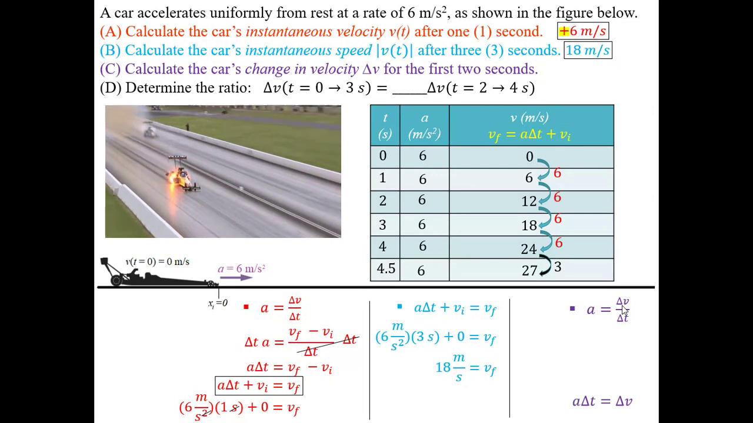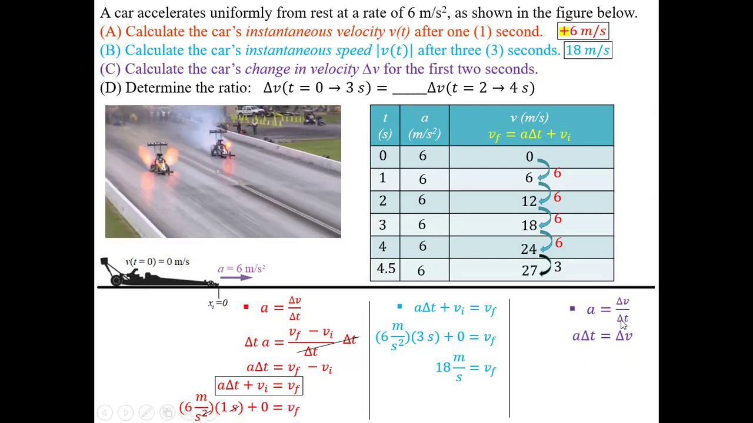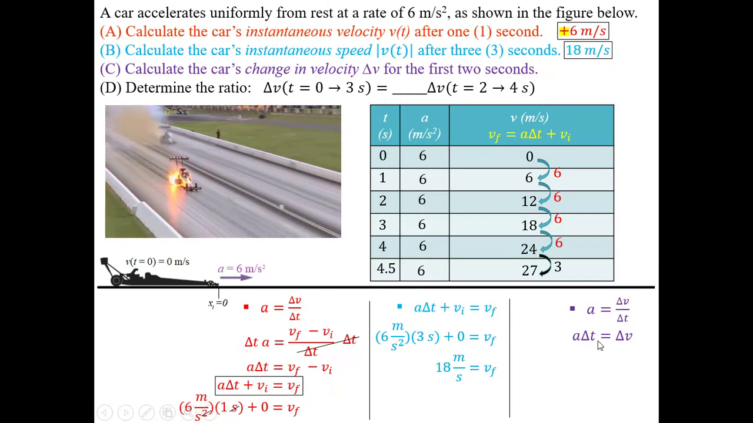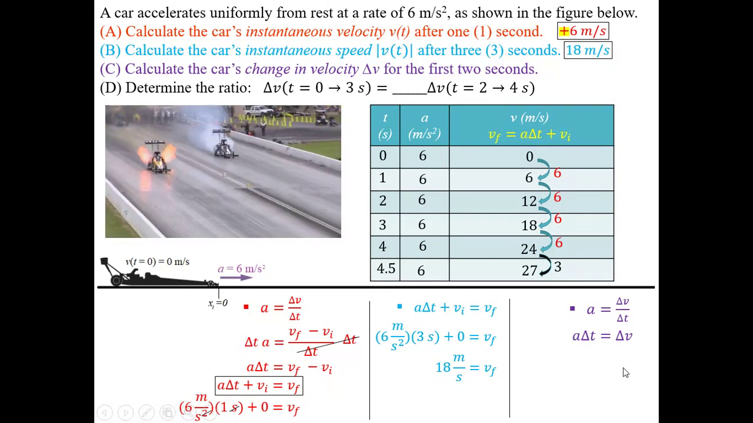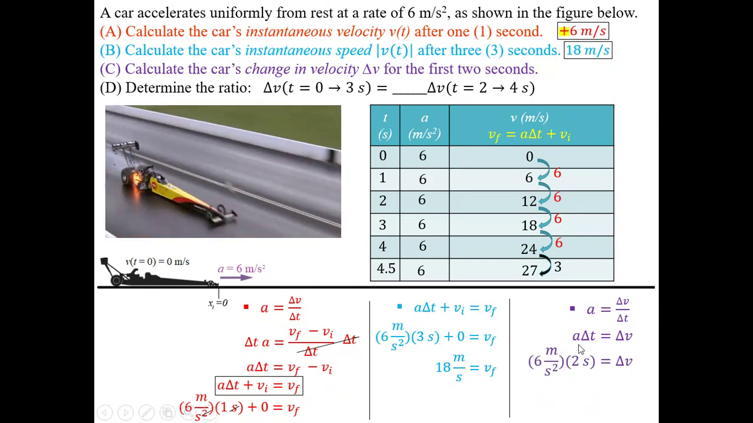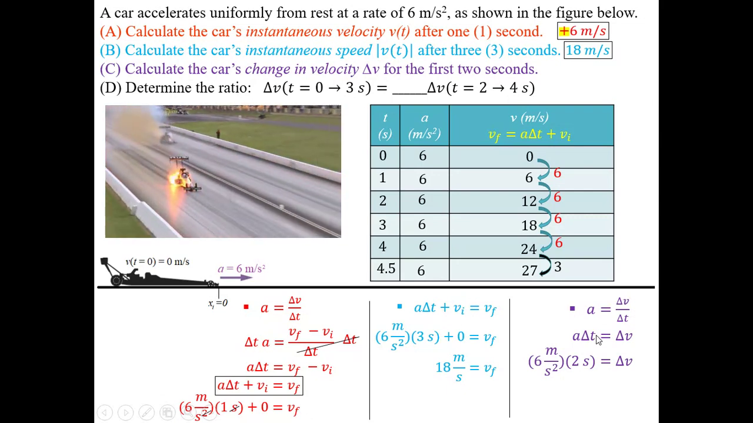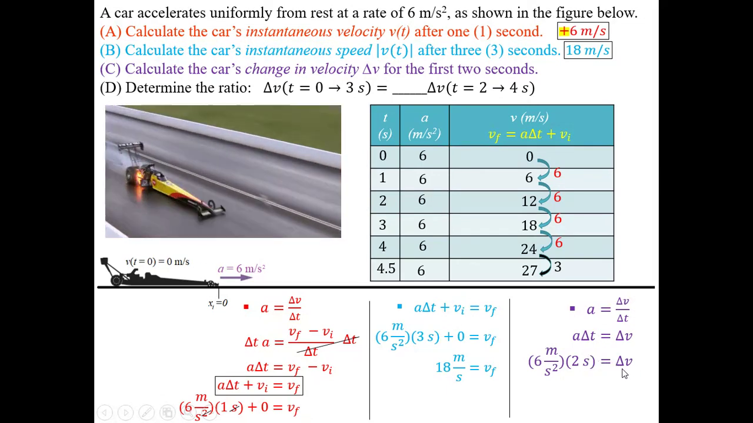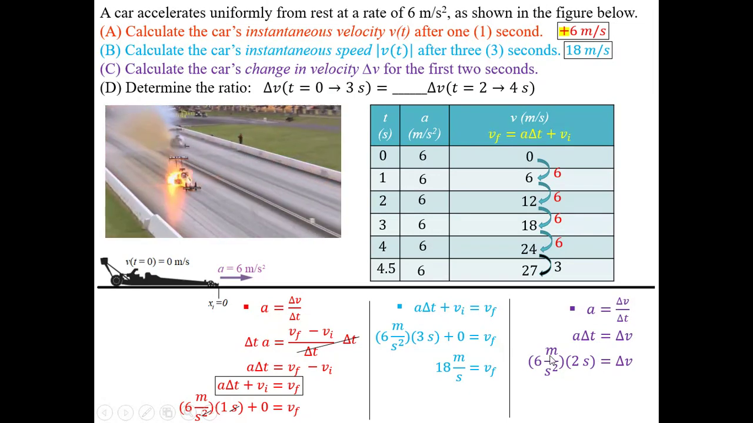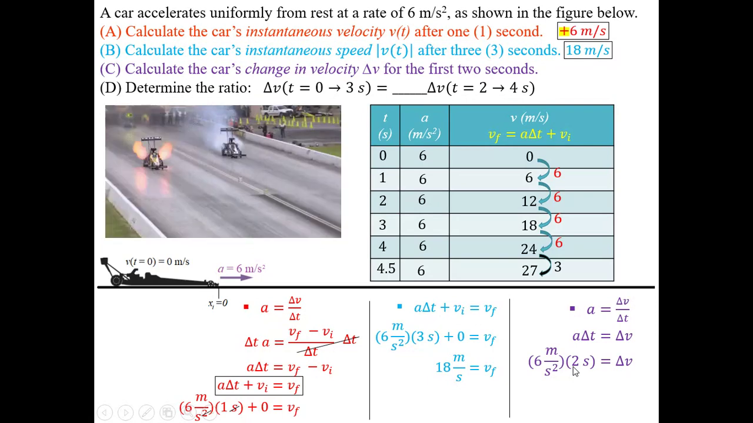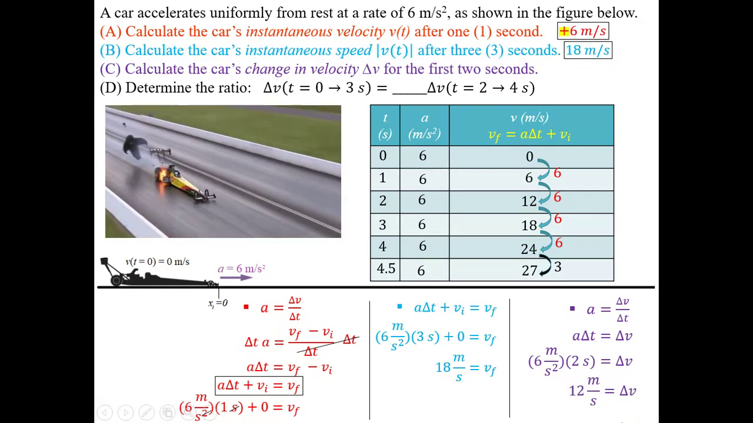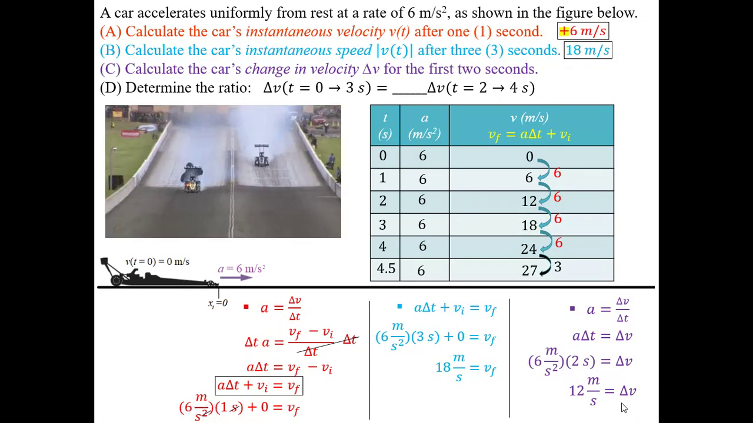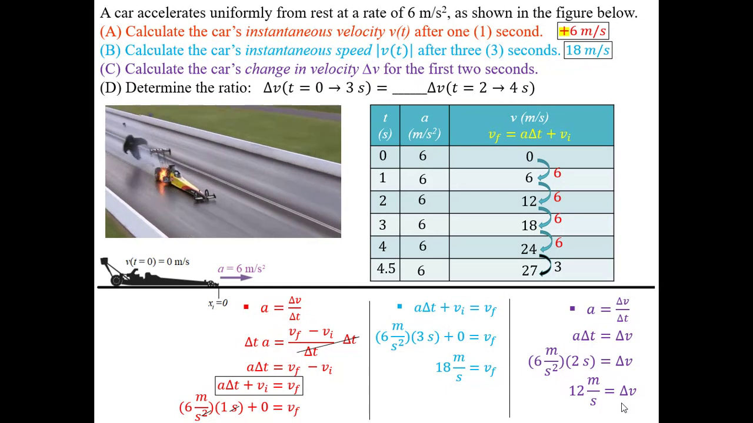I won't break it up. But to get change in velocity by itself, multiply both sides by delta t. So we can say that A times the change in time is your change in velocity. Well, what's your A? 6. What's your change in time for this particular part? 2 seconds, because it's just the first 2 seconds. All right, so here's delta V as our unknown, our variable. Well, 6 times 2 is just 12, right? So we know that the velocity changed by 12 meters per second during the first 2 seconds.